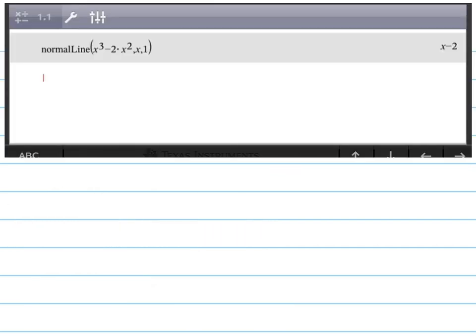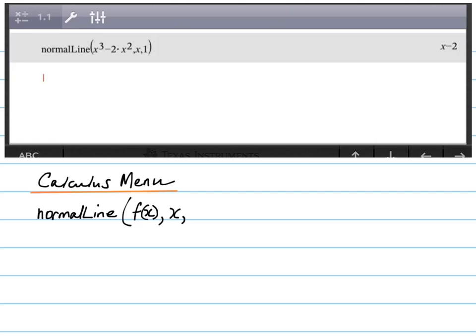Oh, this is the other very nifty command. This is the normal line command, which is also from the calculus menu. So you just put in normal line, the function in terms of x, meaning with respect to x, and then you just put the value of x, which in this case was 1, and you'll get that expression on the right hand side, which was x minus 2. There it is. It's just marvellous, isn't it?